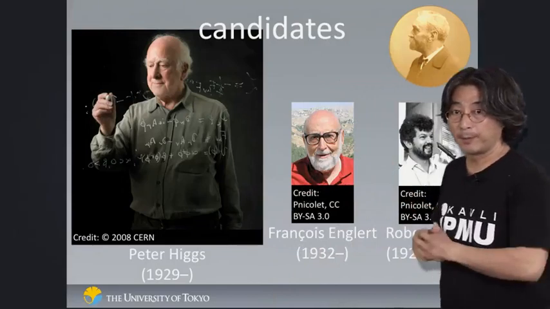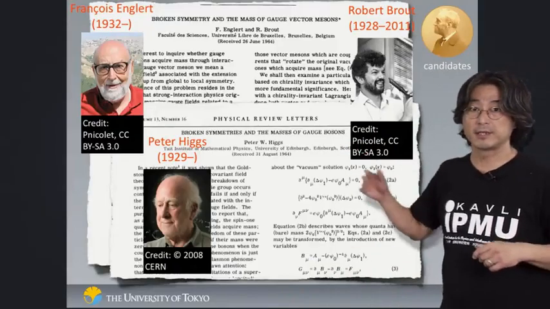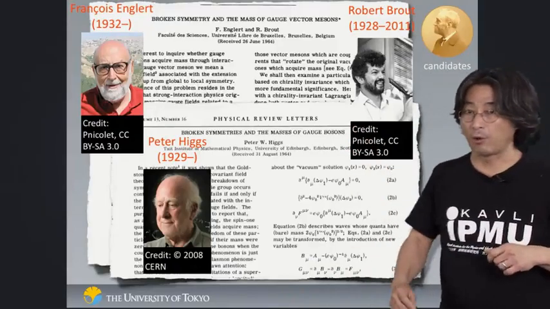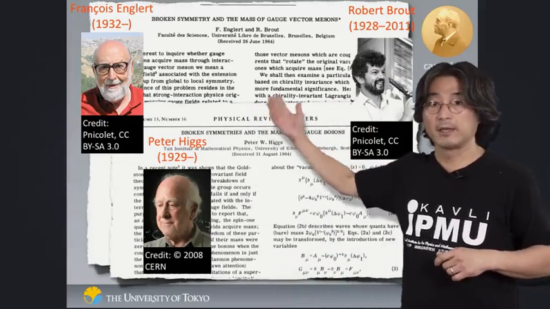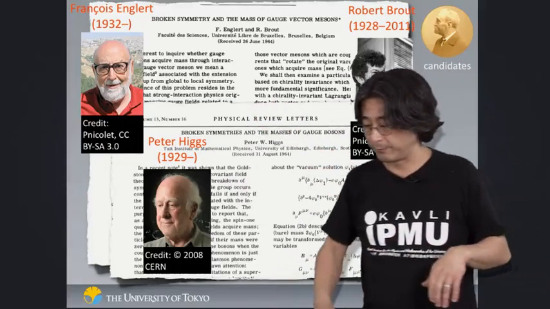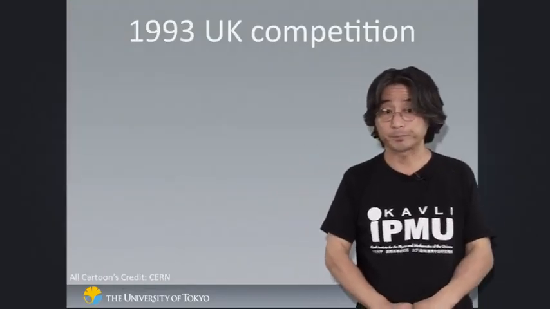And these people are presumably candidates for the Nobel Prize based on this discovery, based on the papers they had written back in the 60s. Unfortunately, Mr. Robert Brout has passed away, but François Englert and Peter Higgs are still alive, and hopefully they will receive the Nobel Prize in Physics sometime soon.